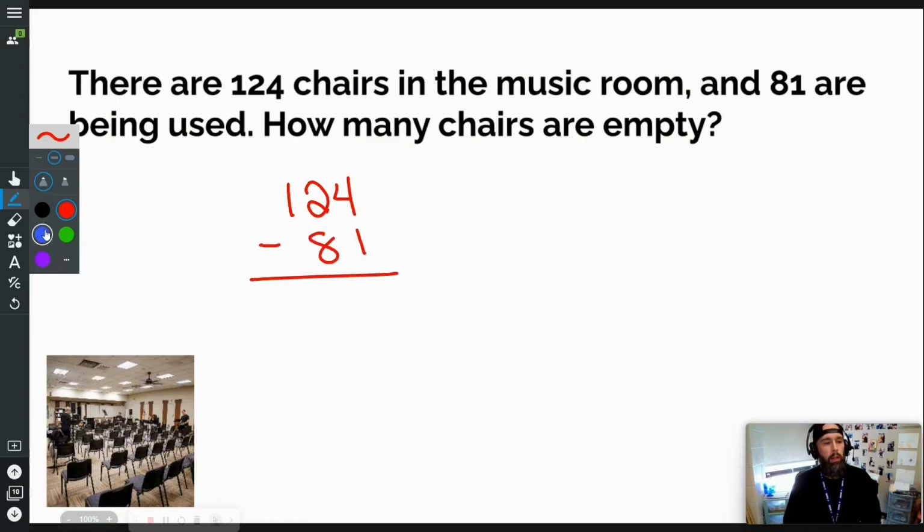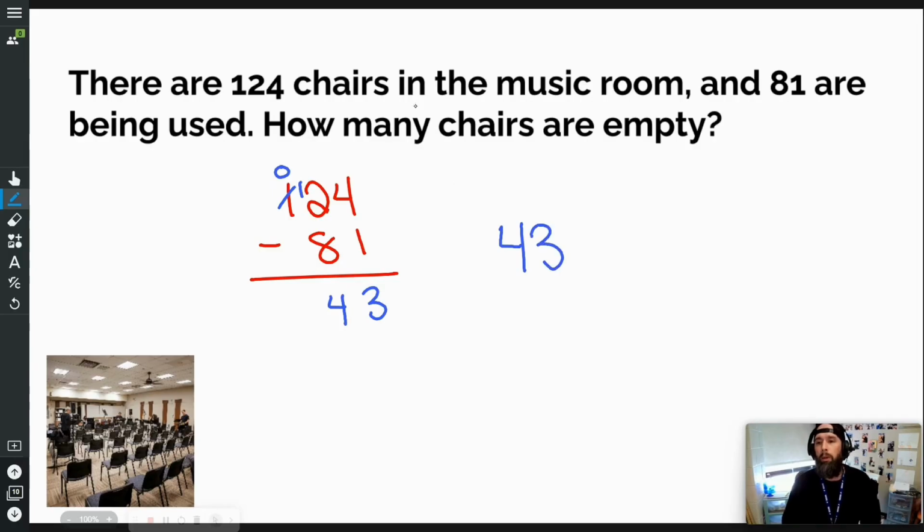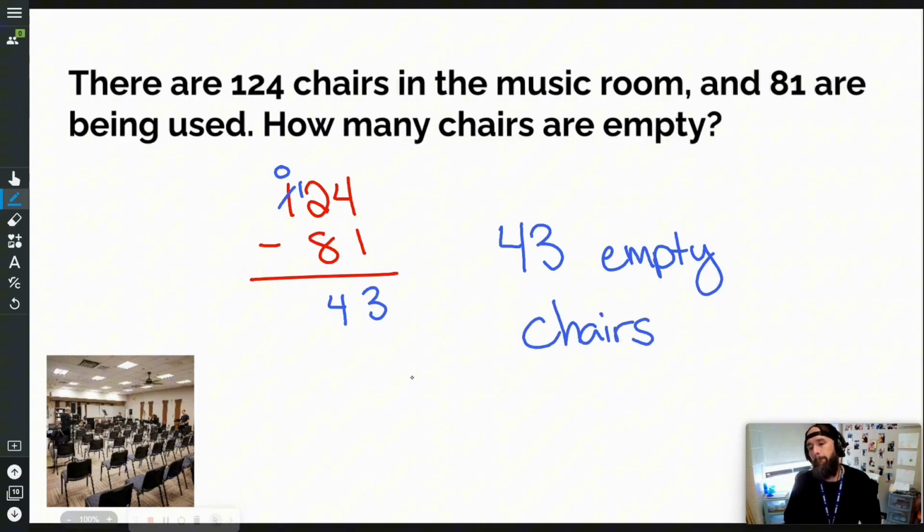So start all the way to the right. 4 minus 1 is 3. 2 minus 8 can't do it. Borrow from 1, call you 0, call you 12. 12 minus 8 is 4, and 0 minus nothing is nothing. So that leaves us with 43. 43 what? How many chairs are empty? 43 empty chairs. Okay?